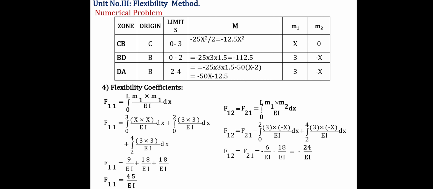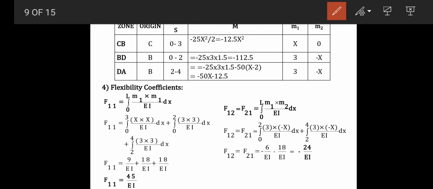So F11. Now when we say F11, the first number is 1 and the second number is also 1. So you have to consider the first two columns, small m1 and small m2, for the flexibility coefficient calculation of the flexibility matrix. Now here is F11, so take m1 into m1 divided by EI into dx, integrating from 0 to L.